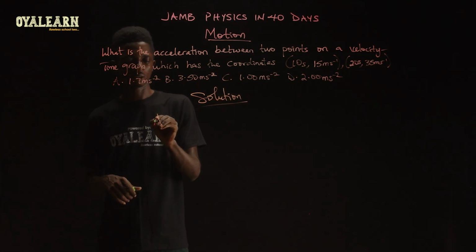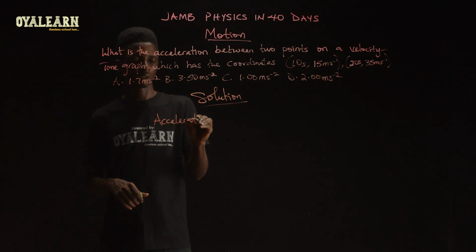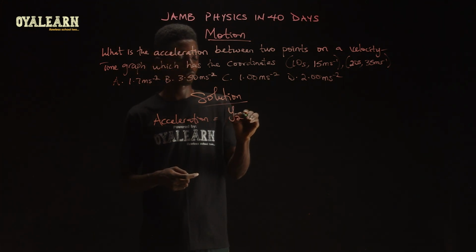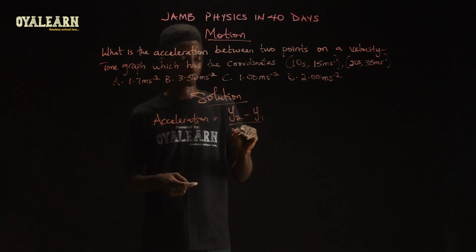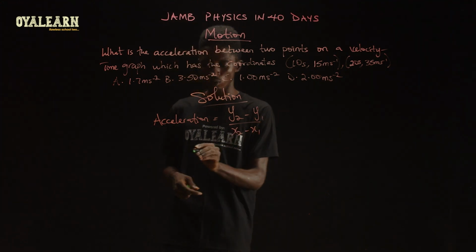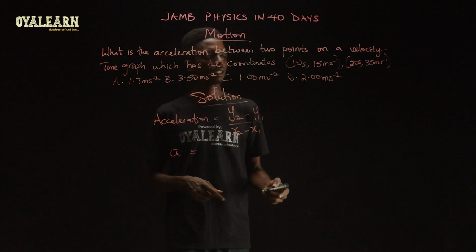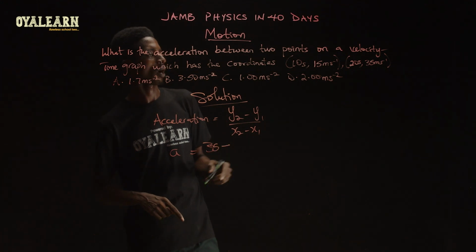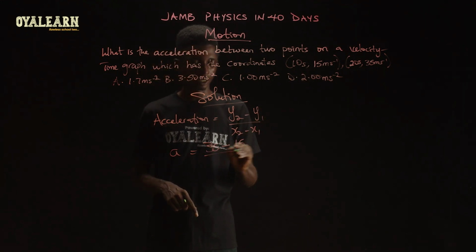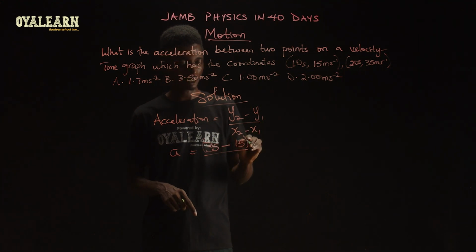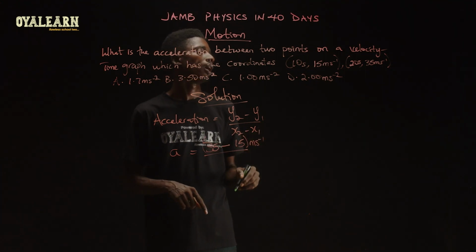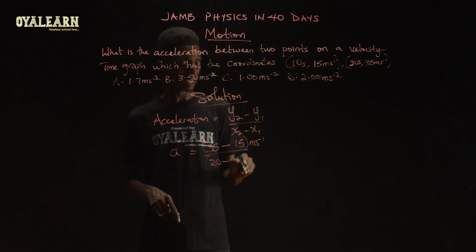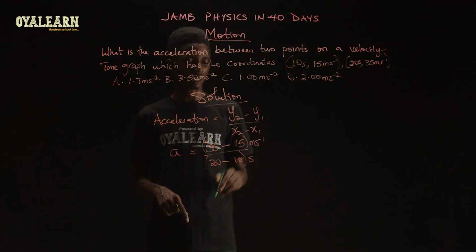the acceleration would therefore be gradient according to what we know, y2 minus y1 over x2 minus x1. So applying this, what do we have? Acceleration A is therefore, now the y2 is 35 minus y1, which is 15, divided by, remember this is in meters per second, and then x2 is 20 minus x1, which is 10. This one is in seconds.